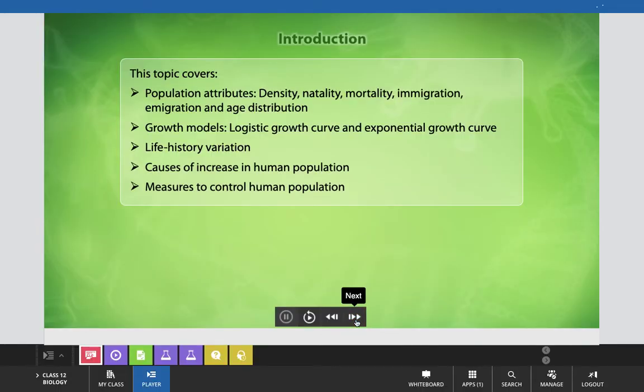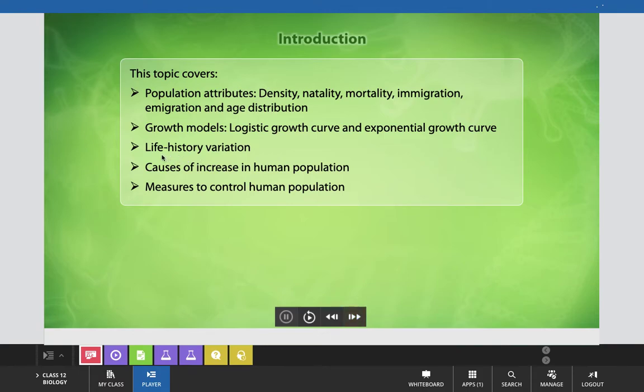With population attributes. Population attributes, or we can say population characteristic features. In this topic, we will cover the population attributes like density, natality, mortality, immigration, emigration, and age distribution. We will also learn about the different types of population growth models, logistic growth curve and exponential growth curve.